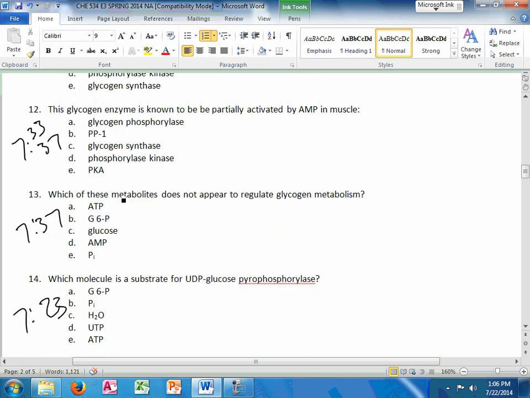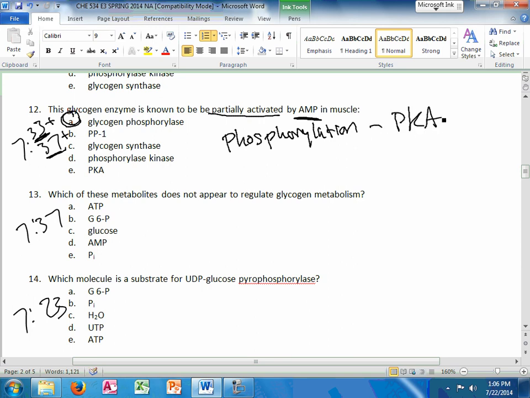This glycogen enzyme is known to be partially activated by AMP in the muscles. Slides 33 and 37 are two good regulation slides to know. Glycogen phosphorylase is the answer. It's partially activated by AMP, like it says. I think you see that on 37. On 33 you see the other way it's activated, which is by phosphorylation. Phosphorylation is done by PKA. So PKA adds the phosphate, which activates it partially. AMP is the other partial activator.